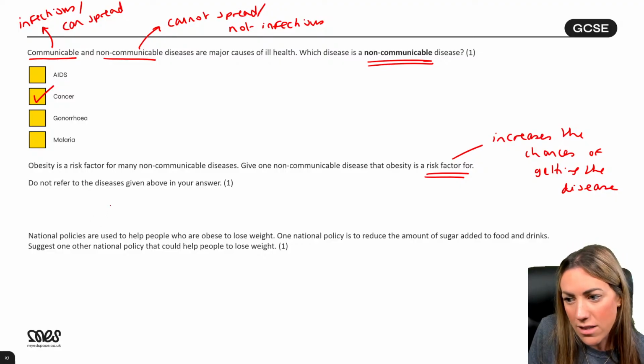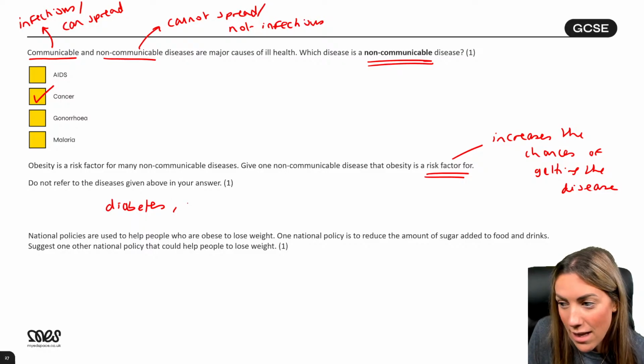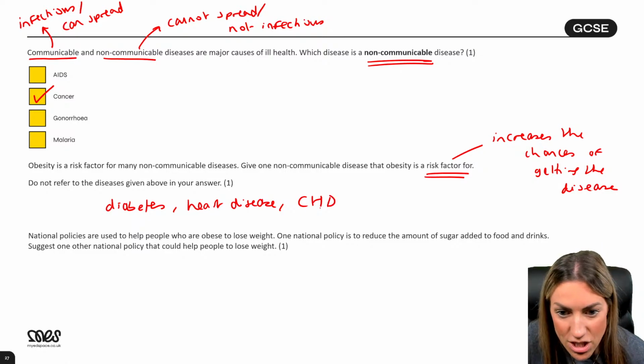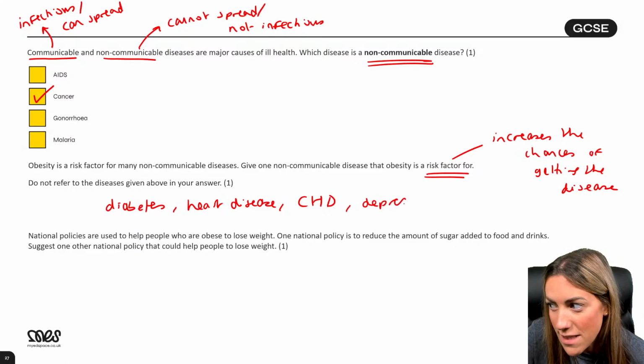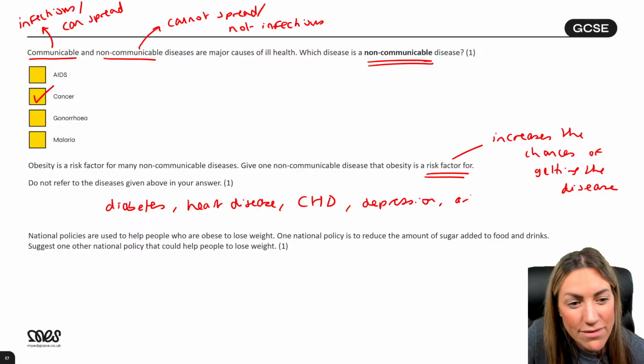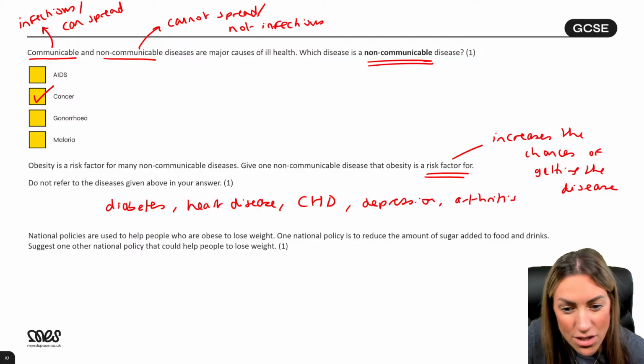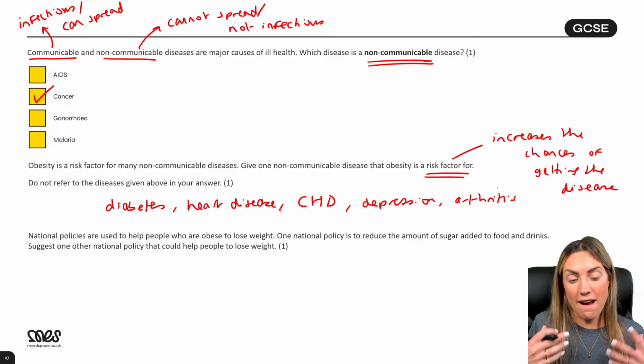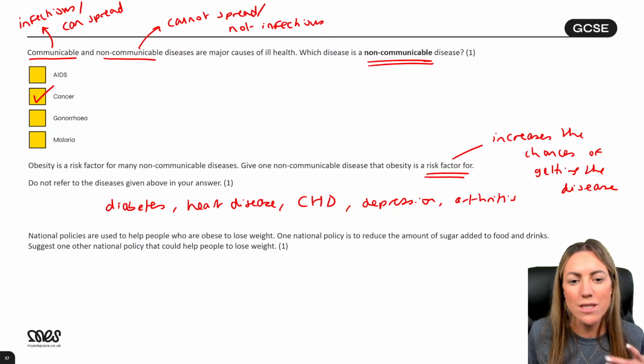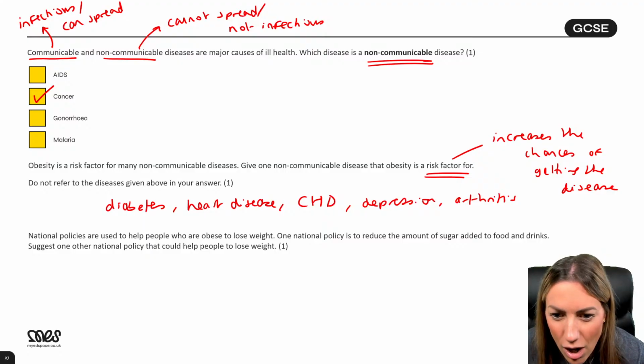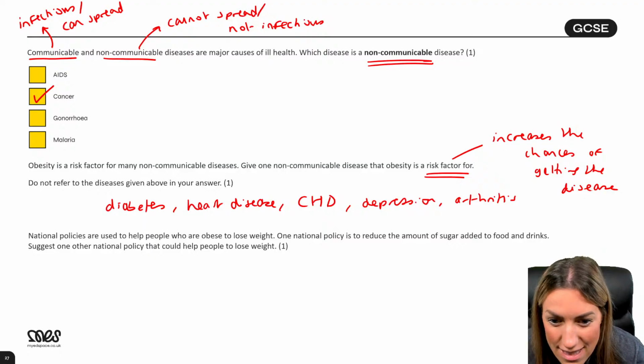Right, lots of you have said diabetes, which would probably be my top answer. Heart disease, some of you said coronary heart disease, which you can abbreviate to CHD. Other ones, you could even say things like depression, that was accepted. You can even say arthritis. Did you know that? Because if you're very, very overweight, it puts a lot of pressure on your joints, particularly like your knee joints and your hip joints, and you can develop arthritis. Coronary heart disease. Yeah.